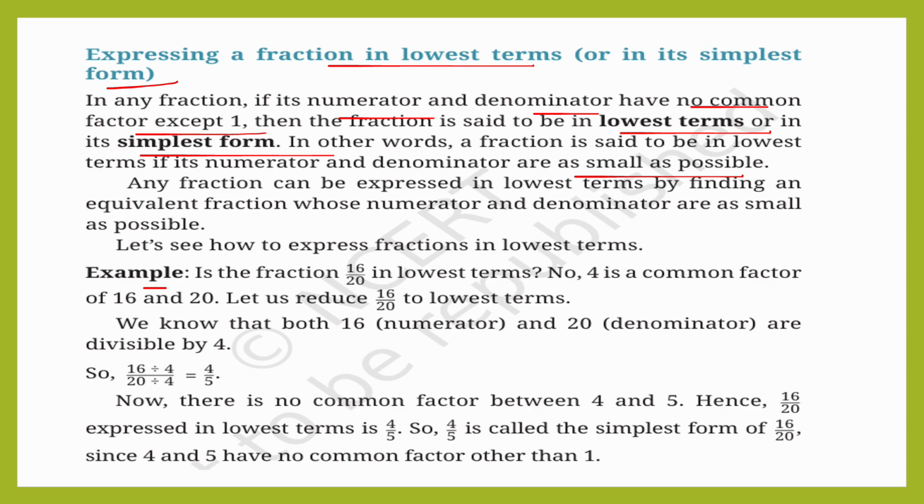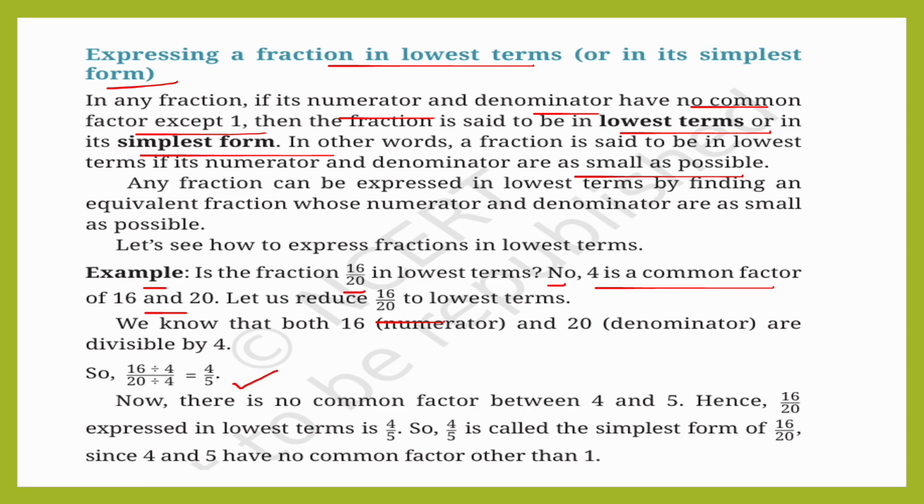Example. Is the fraction 16 by 20 in lowest terms? No. Why? Because 4 is a common factor of both 16 and 20. Let us reduce 16 by 20 to lowest terms. 16 is the numerator and 20 is the denominator. Both are divisible by 4. So you divide both numerator and denominator by 4. Then you will get 16 by 4 is equal to 4 and 20 by 4 is equal to 5. So 16 by 20 is equal to 4 by 5.